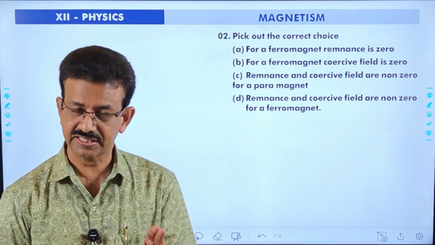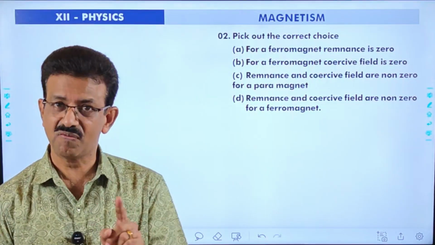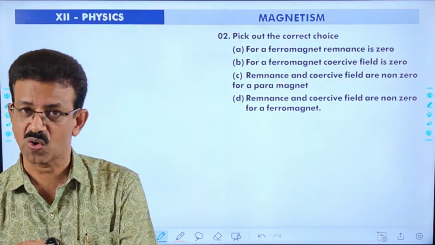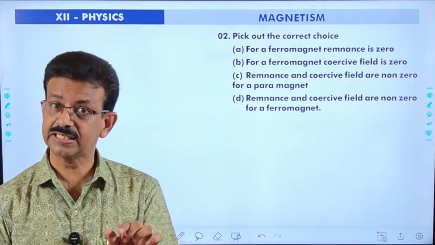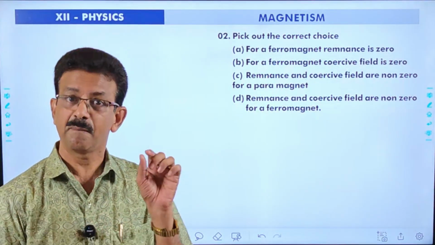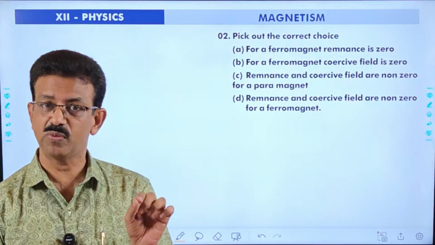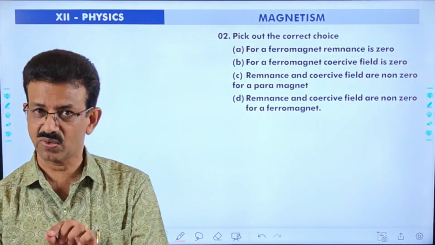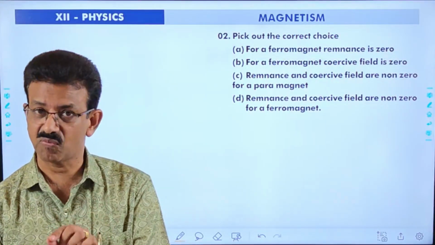Then magnetization is low, independent of temperature, and is lost when the applied field is withdrawn. Magnetic susceptibility is negative for a diamagnetic material. Mu is less than mu 0. Mu means permeability of the medium. Mu is less than mu 0 and mu r is less than 1.